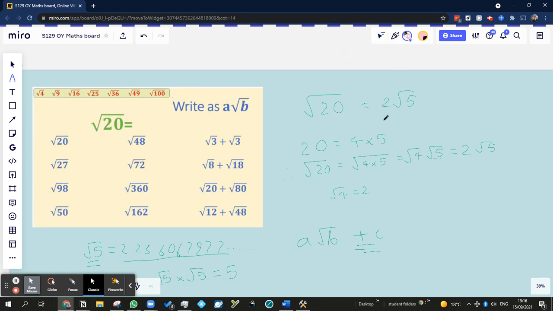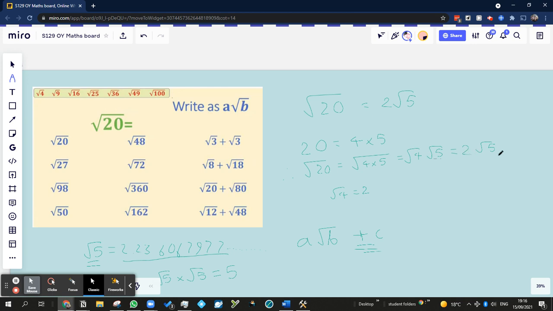So why is it 2 root 5? Well, 20 is equal to 4 times 5, and 4 is a square number. We always want to take this number here and see if we can write it as a multiple of a square number and another number. So the square root of 20 is equal to the square root of 4 times 5, and you can separate it out into two square roots, the square root of 4 multiplied by the square root of 5. And because the square root of 4 is 2, a whole number, we can say it's 2 root 5.